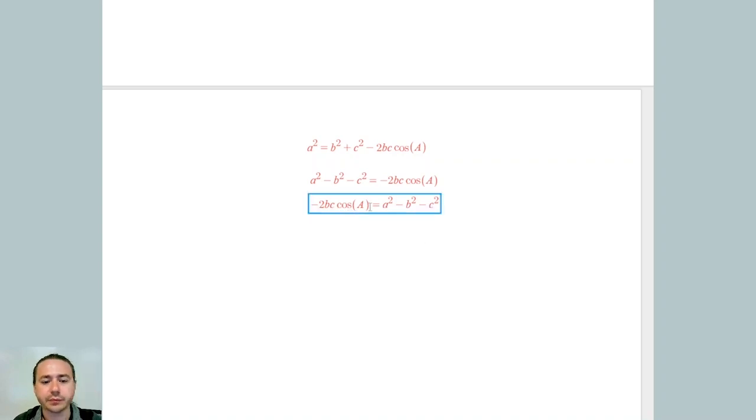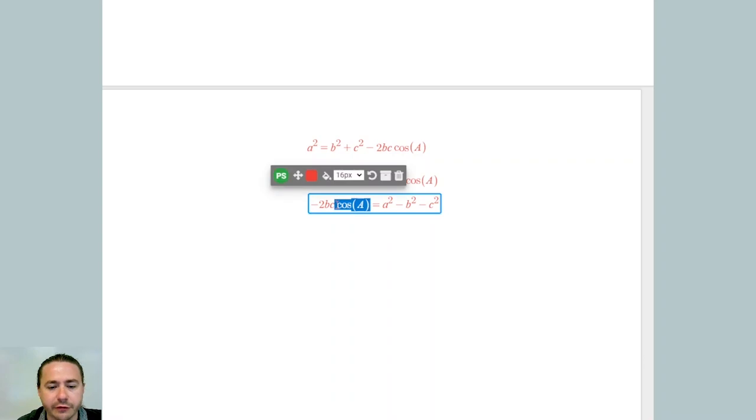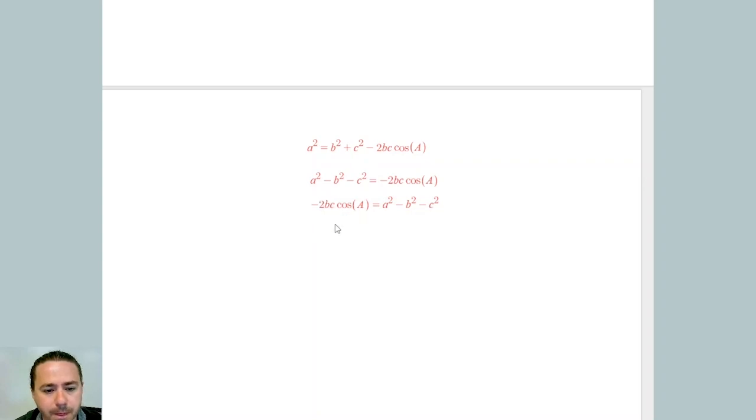Trying to get this by itself, the next thing I need to do is divide both sides by negative 2bc. So I have a squared minus b squared minus c squared, all over negative 2bc.